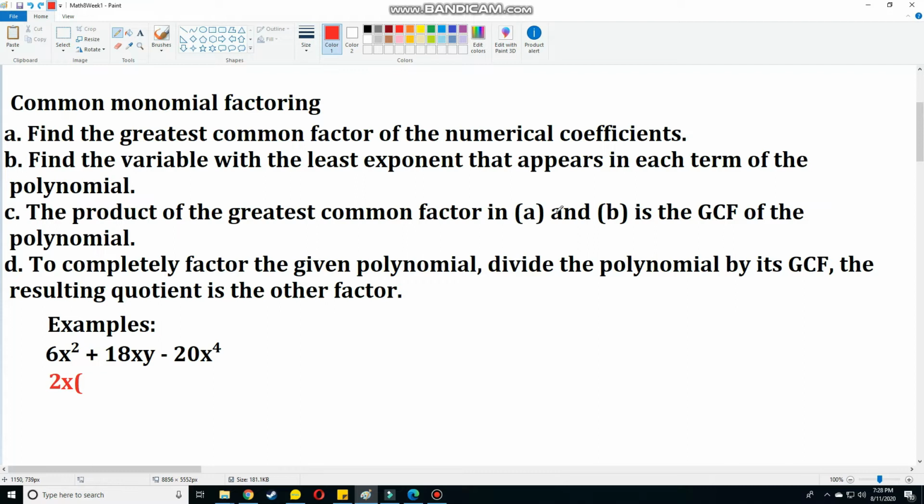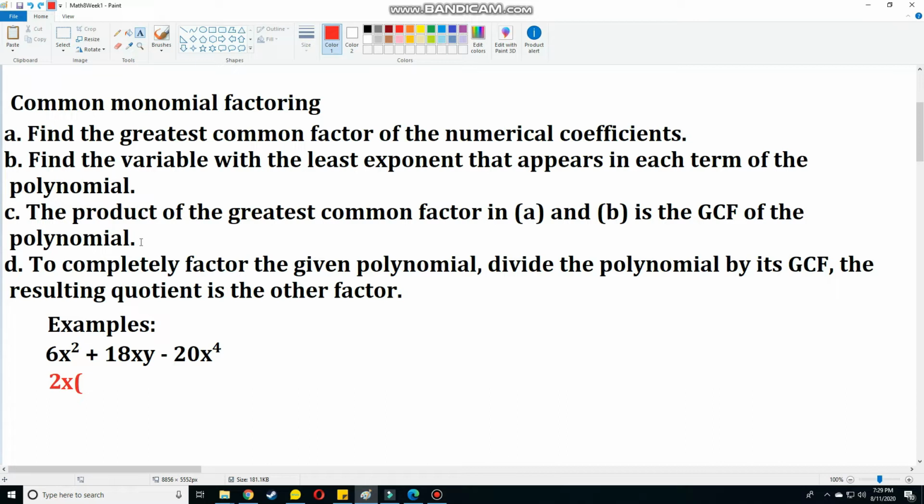Now, let us continue to our fourth step. To completely factor the given polynomial, divide the polynomial by its GCF. The resulting quotient is the other factor. Now, what was the keyword? We would divide. Since our GCF is 2x, we would divide our main polynomial, 6x squared plus 18xy minus 20x to the fourth, by its GCF, which is 2x. Now, let us divide it by 2x, okay?